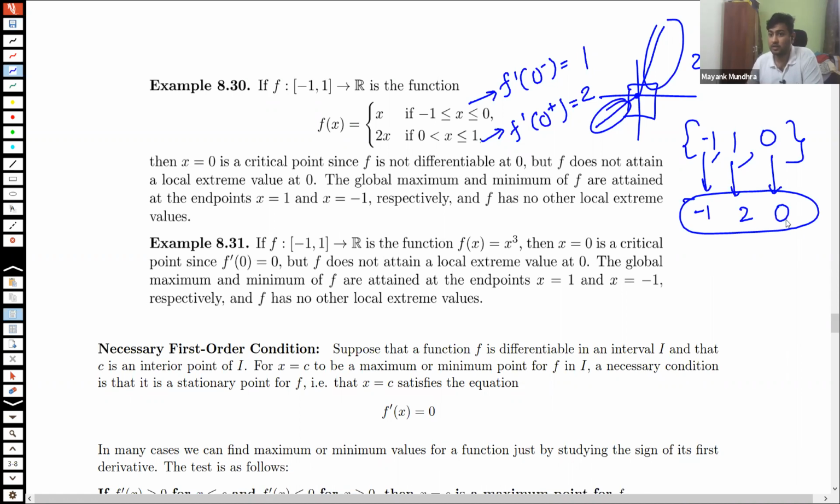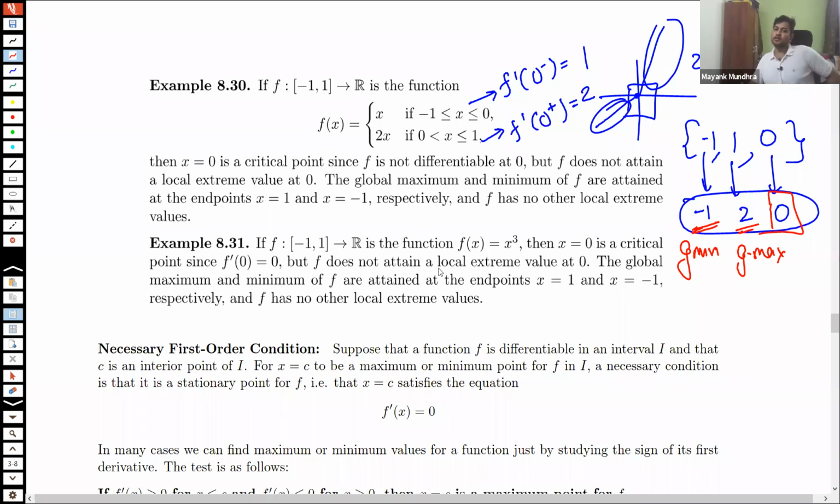Because 0 could be a local minimum. It's definitely not a global maxima or minimum. That is clear, because minus 1 is your global minima, and 2 is your global maxima. What about 0? Is it a local minima? Is it a local maxima? Is it nothing? What's happening? I cannot be sure, so I need some more information here about 0.